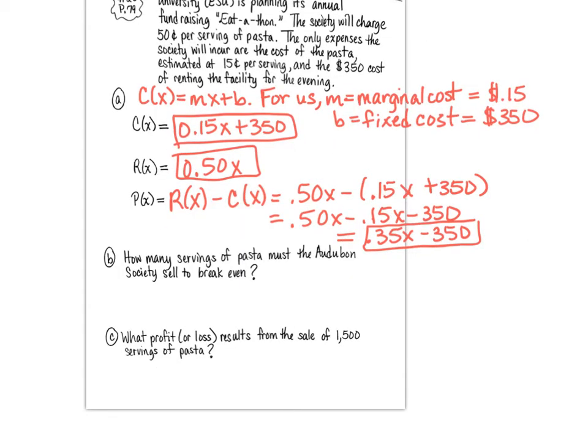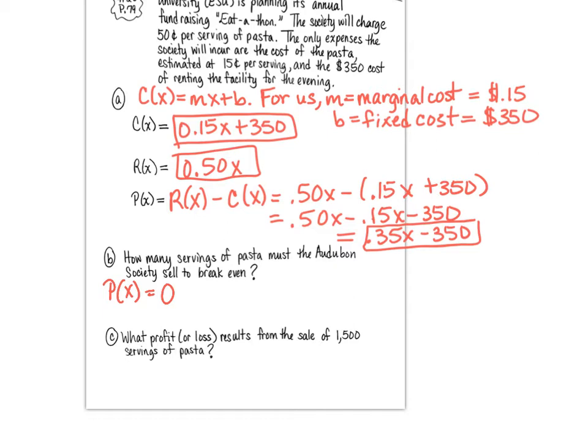Now, in part B, the question says, how many servings of pasta must the Audubon Society sell in order to break even? Well, what does it mean for them to break even? For them to break even, that means our profit has to be zero, or in other words, our revenue has to be our cost. So take a minute, pause the video, and try it. That means our profit is equal to zero. So pause the video and try it, and then come back.